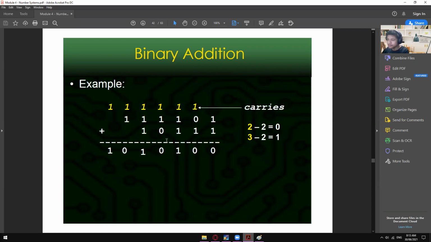So let's have a simple example. So getting this one, 1 plus 1 is 10. Okay, so carry 1, bring down 0. 1 plus 1 is 10 again. Carry 1, bring down 0. 1 plus 1 plus 1 is 11. Carry 1, bring down 1. 1 plus 1 is 10. Carry 1, bring down 0. 1 plus 1 plus 1 is 11. Carry 1, bring down 1. 1 plus 1 is 10. Carry 1, bring down 0. And then bring down the carry. Okay, so this is now the result for example number 1.